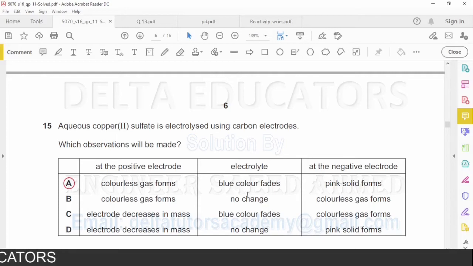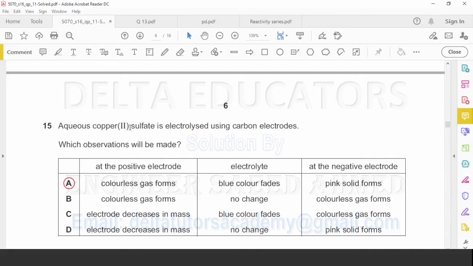Now we check what will happen at the positive electrode. At the positive electrode, negative ions will move. Here in the solution we have two negative ions: one is the hydroxide ion and the second is the sulfate ion. At the positive electrode, at the anode, this hydroxide ion will migrate, lose electrons, and oxygen gas will be liberated.